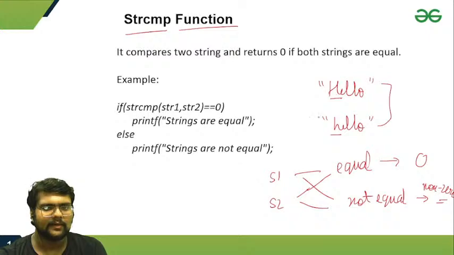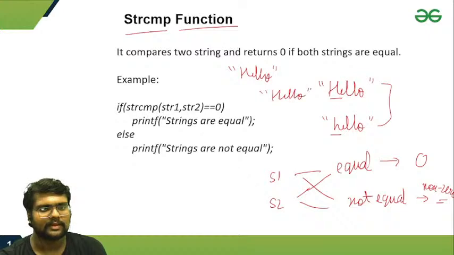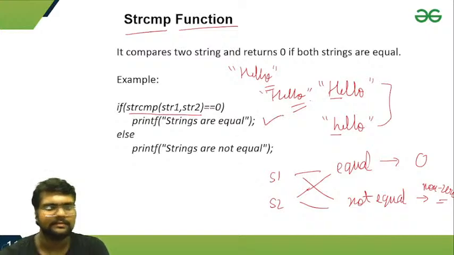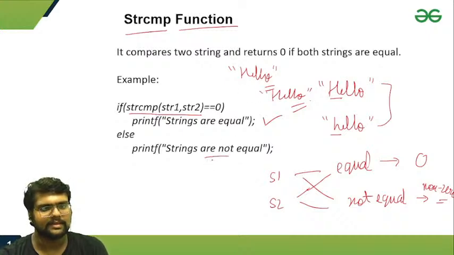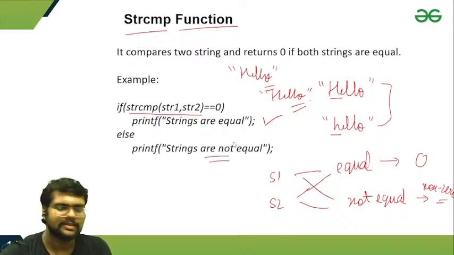So here Hello will be compared with hello, character by character. The first character doesn't match, so the result will not be equal to 0, hence these strings are not equal. If we compare hello with hello, then it will give 0 as output, so we can say that the strings are equal. And if they are not equal, then we will get strings are not equal. So this is about the strcmp function.